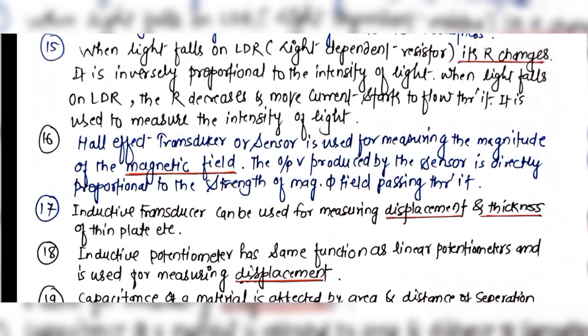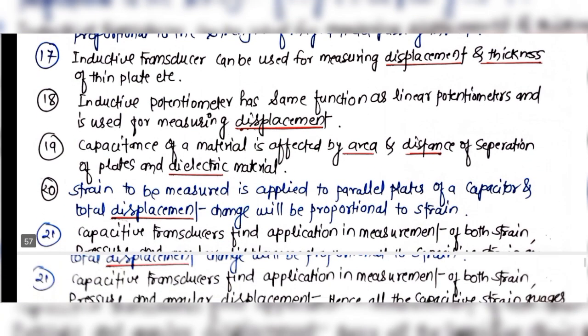Hall effect transducers or sensors are used for measuring the magnitude of the magnetic field. The output voltage produced by the sensor is directly proportional to the strength of the magnetic field passing through it. The inductive transducers can be used for measuring displacement and thickness of thin plates. Inductive potentiometer has the same function as linear potentiometers and is used for measuring displacement.